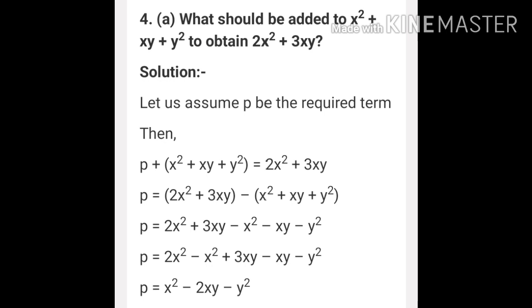You can assume any other variable being used over here except x and y. So p plus x square plus xy plus y square is equal to 2x square plus 3xy. Now we are going to shift the bracket of the left hand side towards the right hand side, and the sign will be negative. As the negative sign is outside the second bracket, all the signs within the bracket will change. So 2x square plus 3xy minus x square minus xy minus y square, like terms together, and we are going to get the answer as x square minus 2xy minus y square.